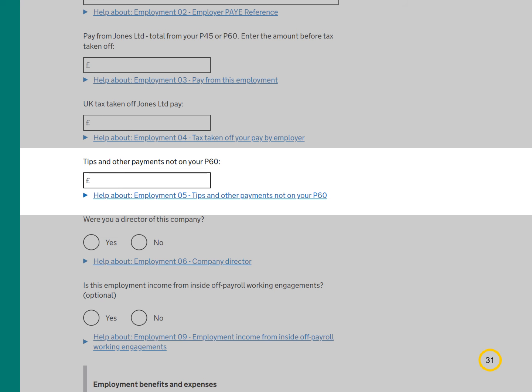Next, we ask about any tips or gratuities you've received in the year. These are taxable income and must be included on your tax return if they're not included on your P60 or P45. Hotels and restaurants often operate a system where tax is deducted before tips are paid to you. You'll receive a separate P60 for these, so you'll need to complete a separate employment page.